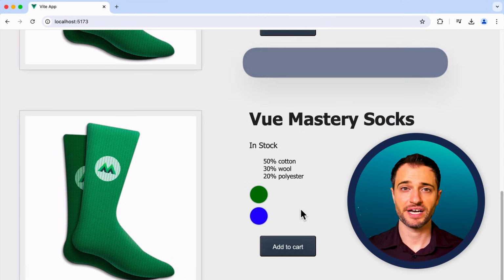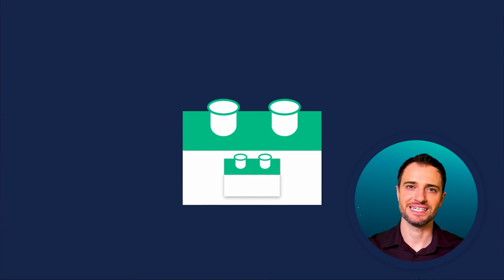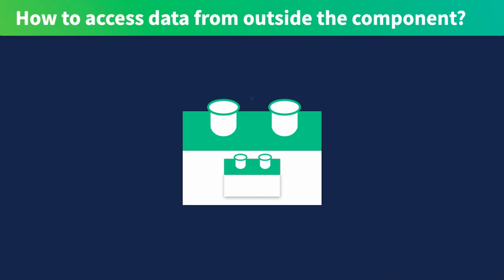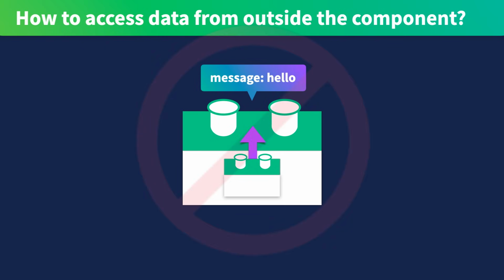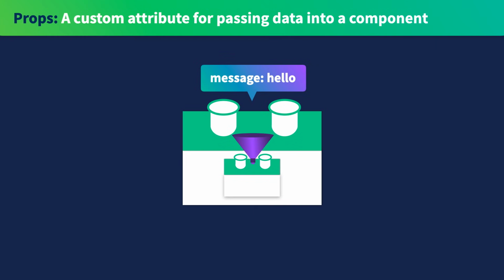Now that we're starting to learn how to encapsulate reusable code into these components, what happens when our component needs something that is outside of itself? For example, what if the parent had this message data and the child needed it? Because a component has its own isolated scope, it can't reach up outside of itself to grab something that's outside of its scope. So the answer here is props. These are custom attributes for passing data into a component. They function kind of like a funnel, into which you can pass the data that component needs.